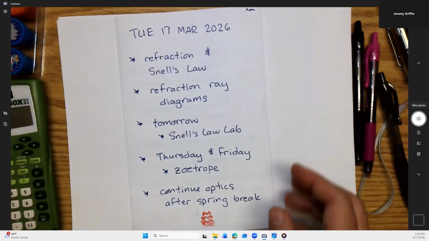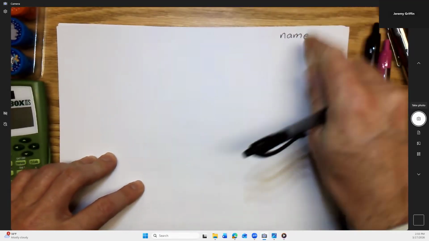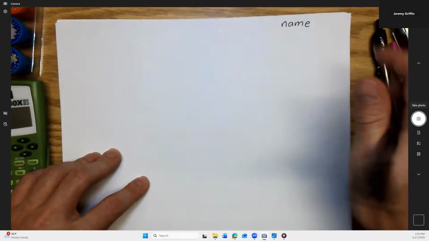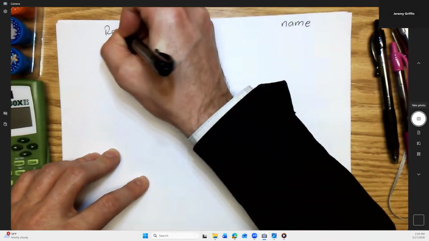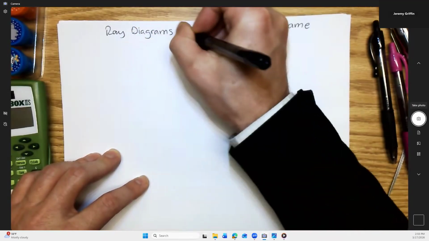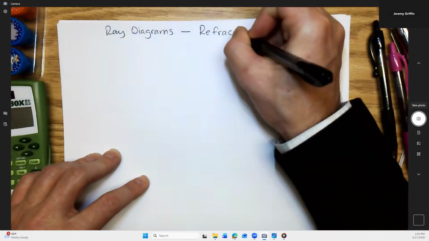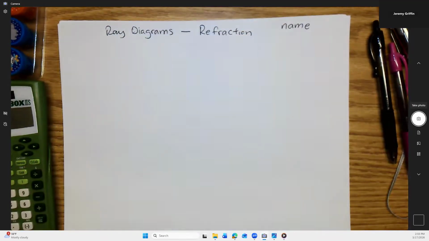You guys ready to make some ray diagrams? Put your name on your paper. How do you turn this in? Just like yesterday. Okay. Everybody got their name on their paper? And this is ray diagrams, dash refraction. Yesterday we did reflection. Today we're going to do refraction.